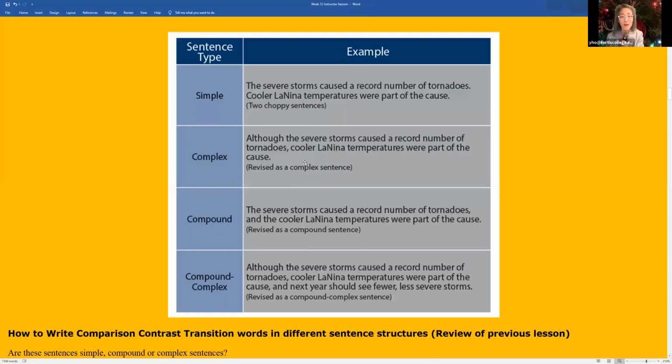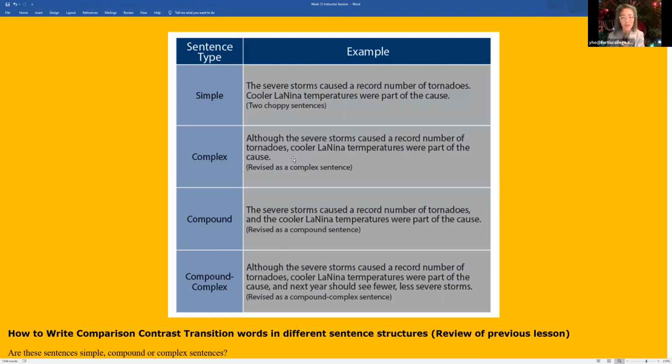You can combine them by using a subordinating conjunction. Although the severe storms caused a record number of tornadoes, cooler La Nina temperatures were part of the cause. You'll notice that the complex and the compound sentence sound much better, more flowing in English, than just having two simple sentences. A lot of students write too many simple sentences, and you need a subordinating conjunction or a coordinating conjunction or a transition word to put your sentences together.